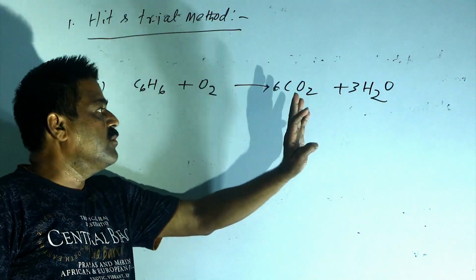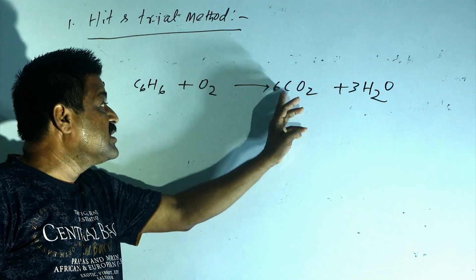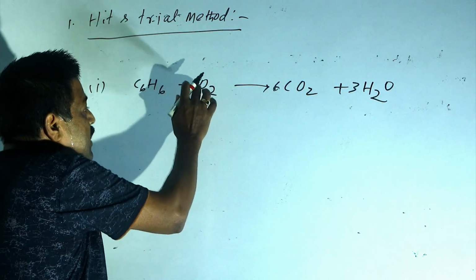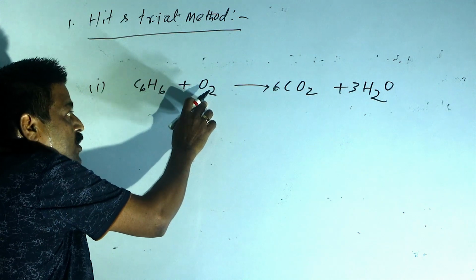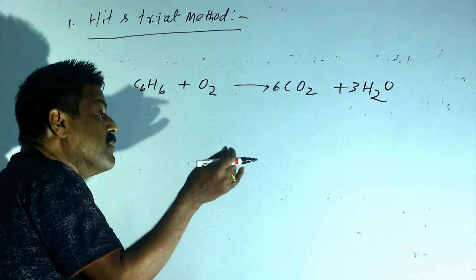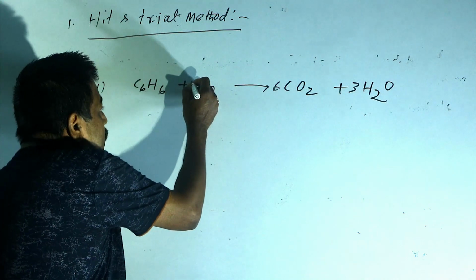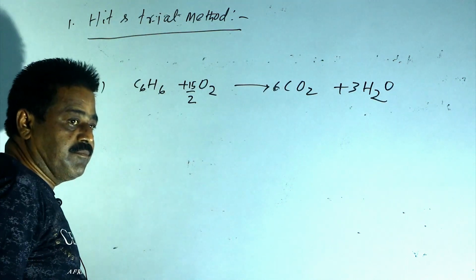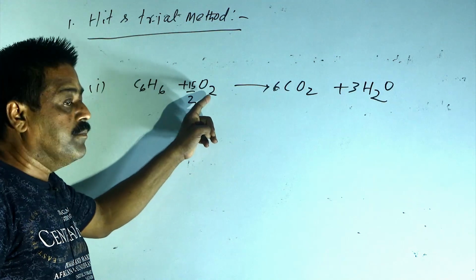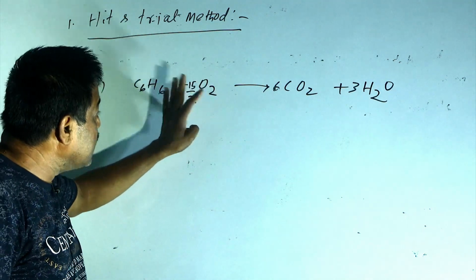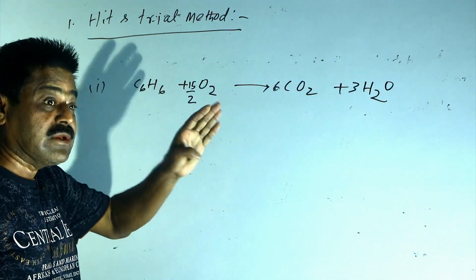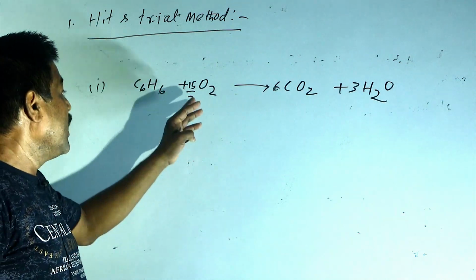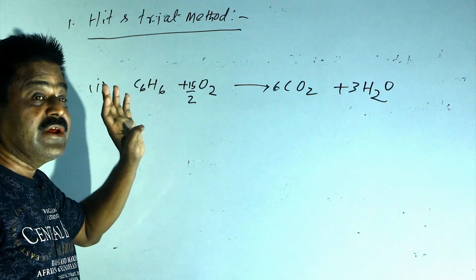Now, the number of oxygen atoms in this case becomes 6 into 2, 12, plus 3, means 15. The number of oxygen atoms here is 15, but oxygen is in the molecular form. So we have to convert it into the atomic form. If 15 by 2 is there, then the number of atoms will be equal on both sides. 15 by 2 multiplied before oxygen, then we get 15 oxygen atoms. So this is the balanced equation, but again not correct, because no fractional number can be given as a coefficient before the reactant or product.